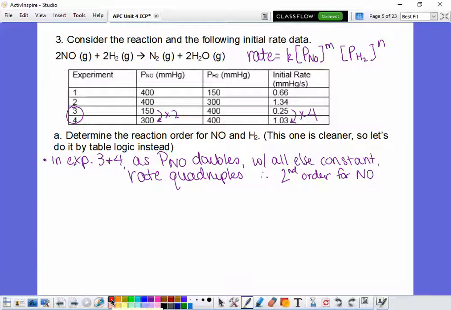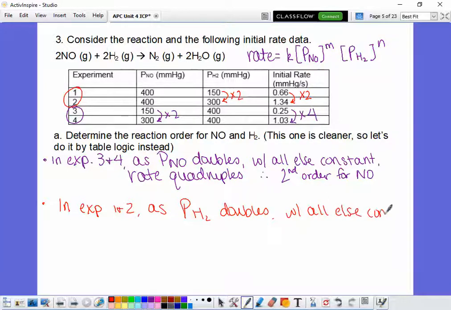It's exponents. All right, so which 2 experiments are we going to look at for H2? 1 and 2. So from experiment 1 to experiment 2, what are we doing to the H2 pressure? Doubling it. And what's happening to the initial rate? It's roughly doubling, right? So what you have to write down is in experiments 1 and 2, as the pressure of H2 doubles with all else constant. That is important. Please do not forget to state that. The rate doubles.